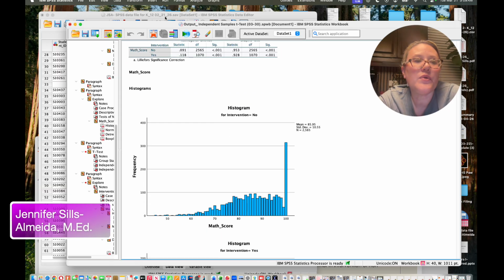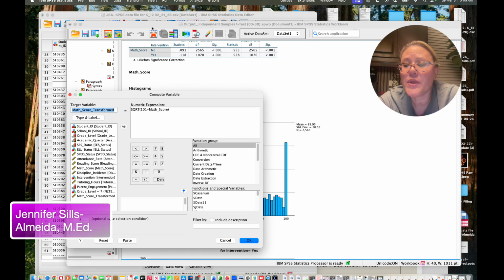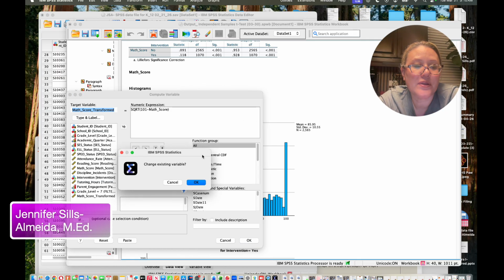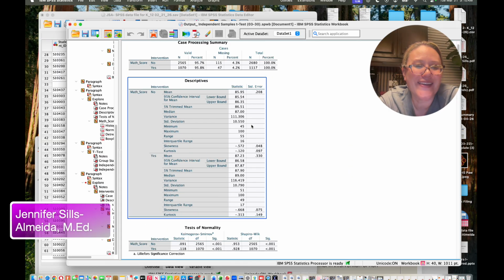So if we go here, we're going to transform. If we go to Transform, what we're going to do is Compute Variable. So we are going to create a variable with the math score. I have put it in here, math score transformed. We're going to take the square root of 100 plus 1 minus what their math score would be. We're trying to see what that variable would be. And that was calculated before. I'm going to hit cancel because it is already calculated and I don't want it to be recalculated here.